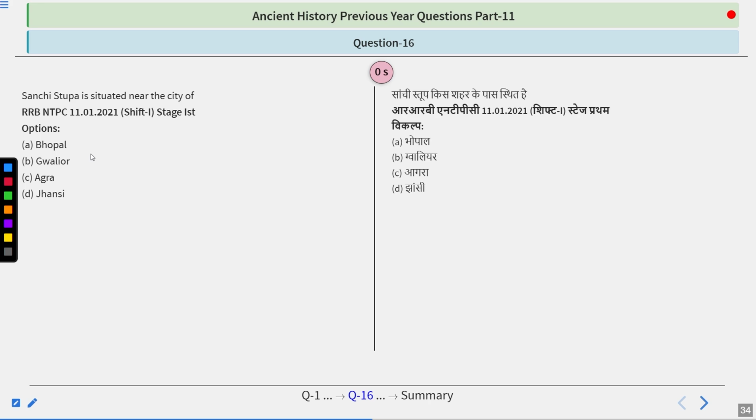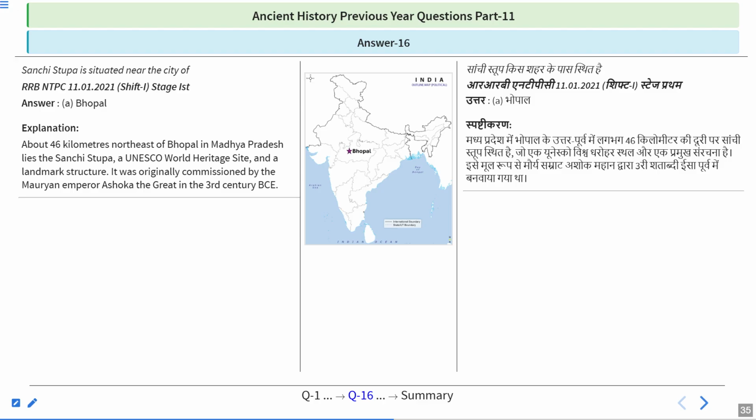And I hope your answer would be right. So the answer is Bhopal. About 46 kilometers northeast of Bhopal in Madhya Pradesh lies the Sanchi Stoop, a UNESCO World Heritage Site and a landmark structure. It was originally commissioned by the Mauryan Emperor Ashok the Great in the 3rd century BCE. So do remember that Bhopal is a place near the Sanchi Stoop, and Sanchi Stoop was established by Ashok.